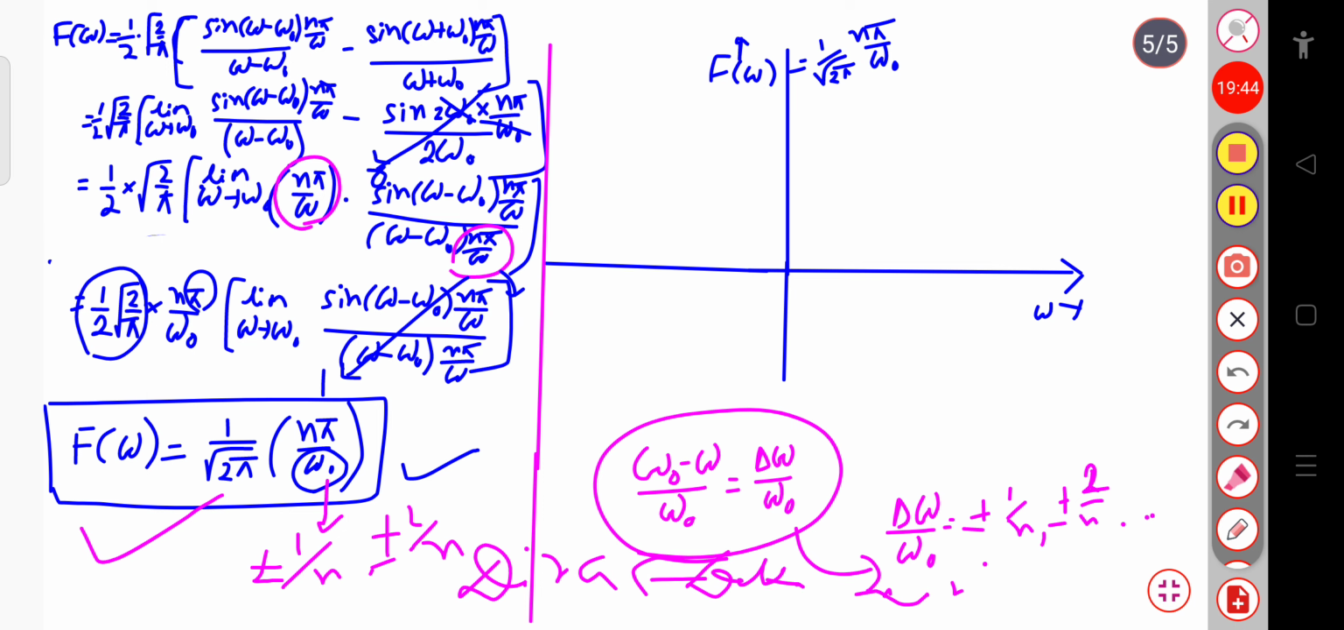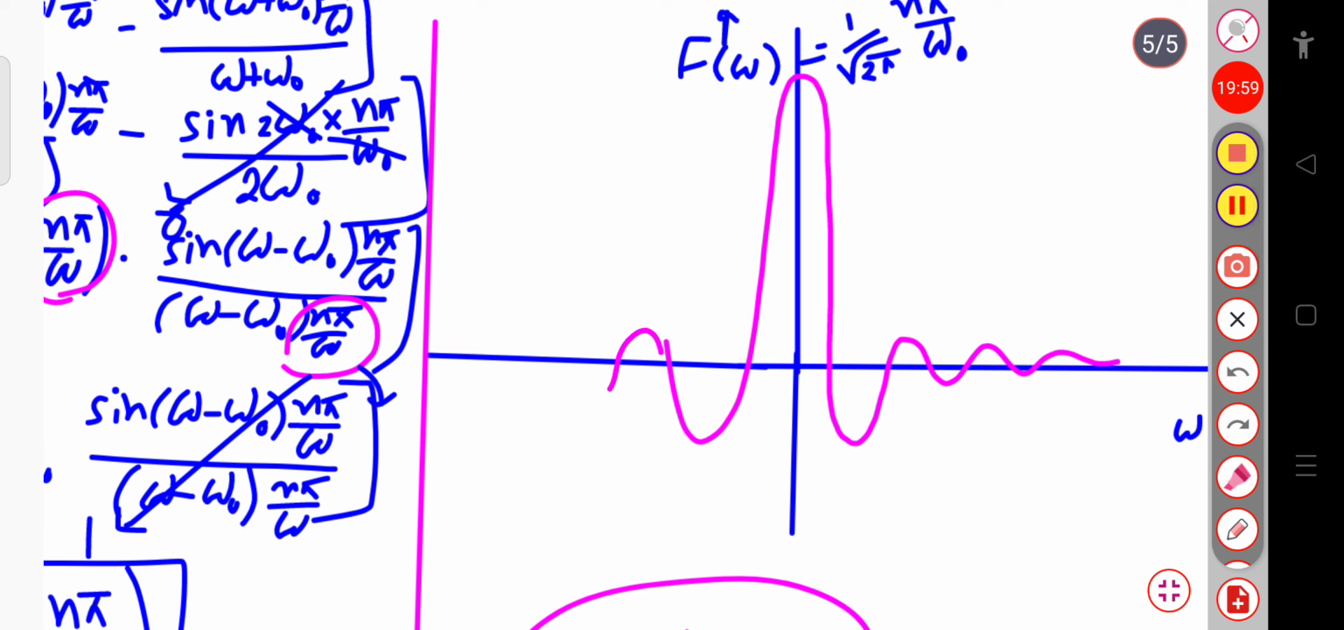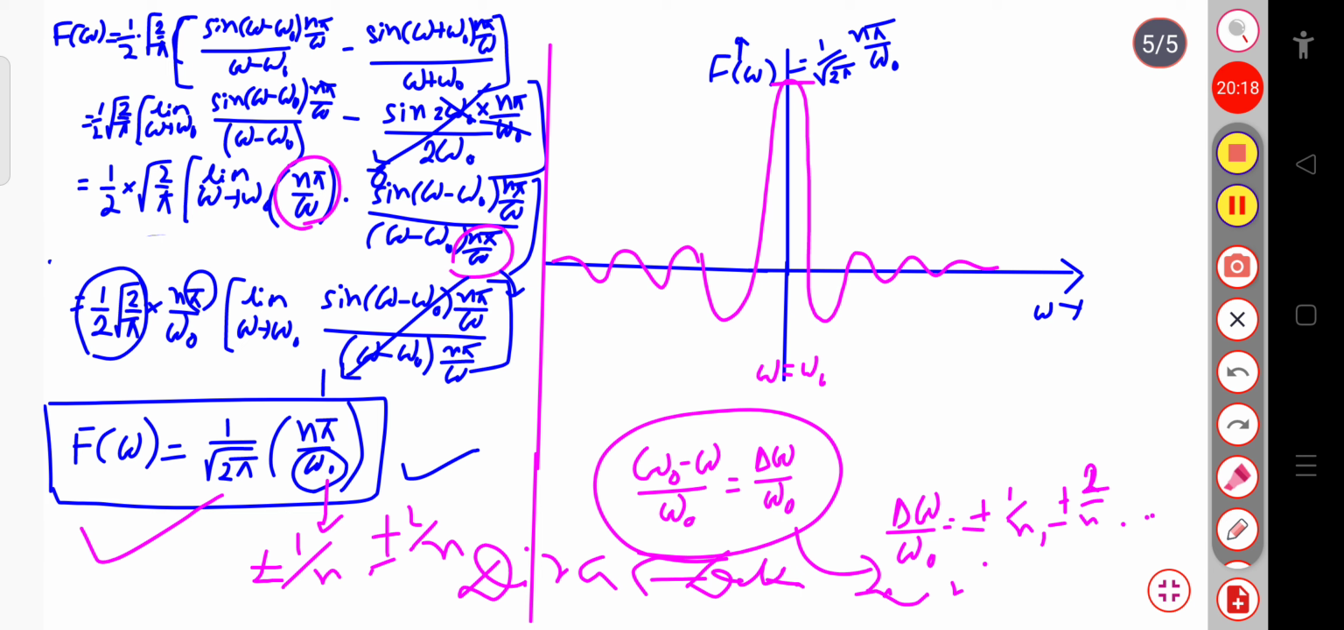The graph will be in the form of, it rises at this point, then it goes like this, and similarly on the left hand side it will be like this. This is the point at omega equal to omega naught. The maximum value will be found at this point, omega equal to omega naught, and at every other point the function goes to 0. In the coming lecture we will see the behavior of the Dirac delta function in the Fourier transform, and we will represent this Dirac delta function in the Fourier transform representation.